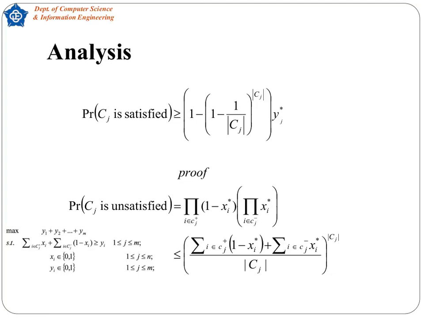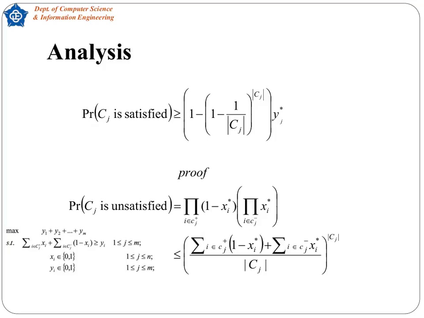Concretely, we want to show Pr[C is satisfied] is greater than or equal to (1 - 1/e) y*. To get there, let's examine the complement, the probability that C fails. Since each literal in C is rounded independently, we can write Pr[C is unsatisfied] equals the product over i in positives of (1 - x_i*) times the product over i in negatives of x_i*.